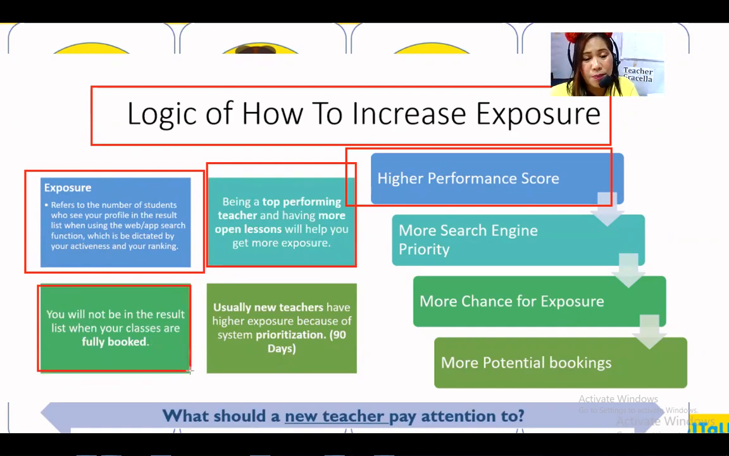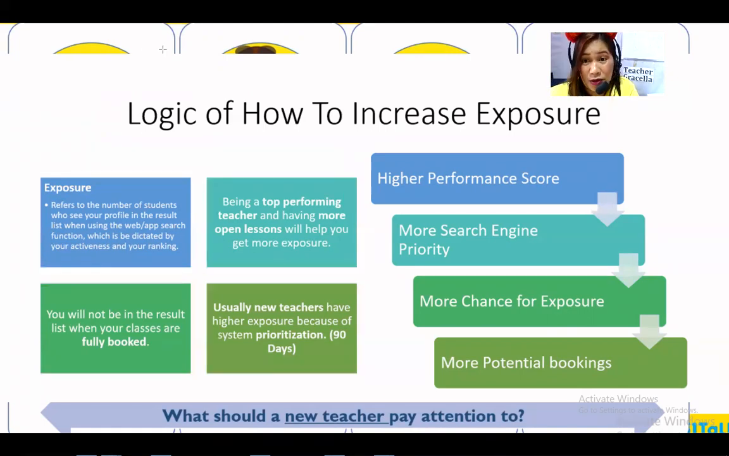Next up, you will not be in the result list when your classes are fully booked, and of course that would not be seen by your students. Usually new teachers have higher exposure. Why? Because of the system prioritization, which is 90 days priority. You guys will be prioritized by your students in my page within 90 days. So high performance score means more search engine priority, more chance of exposure, and more potential bookings.